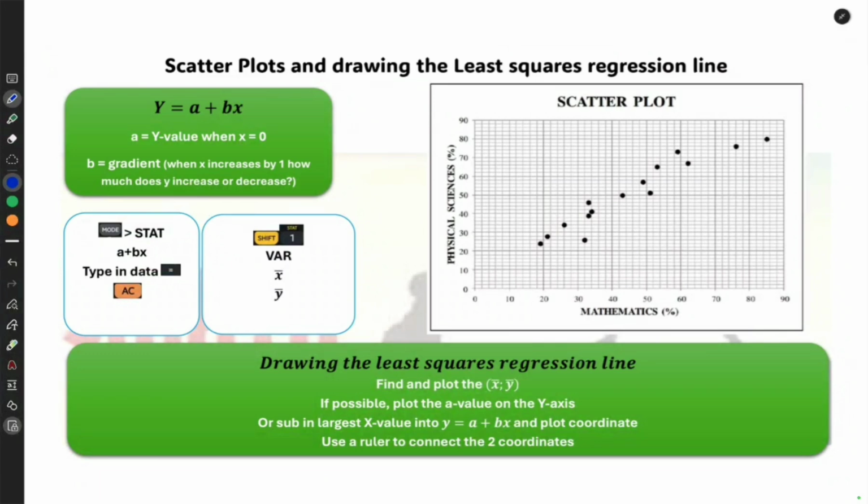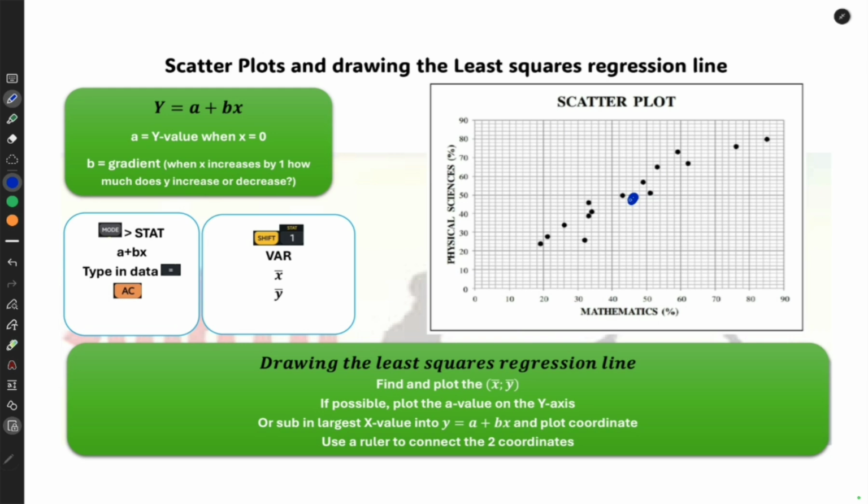Depending on the questions, you would sometimes have to get the line of regression, and other times you'll have to sketch the line of regression. That's what we're going to focus on. So in the bottom block, to draw the least squares regression line, we first find the mean of x and the mean of y. That is going to give us a dot somewhere in the middle of all the data.